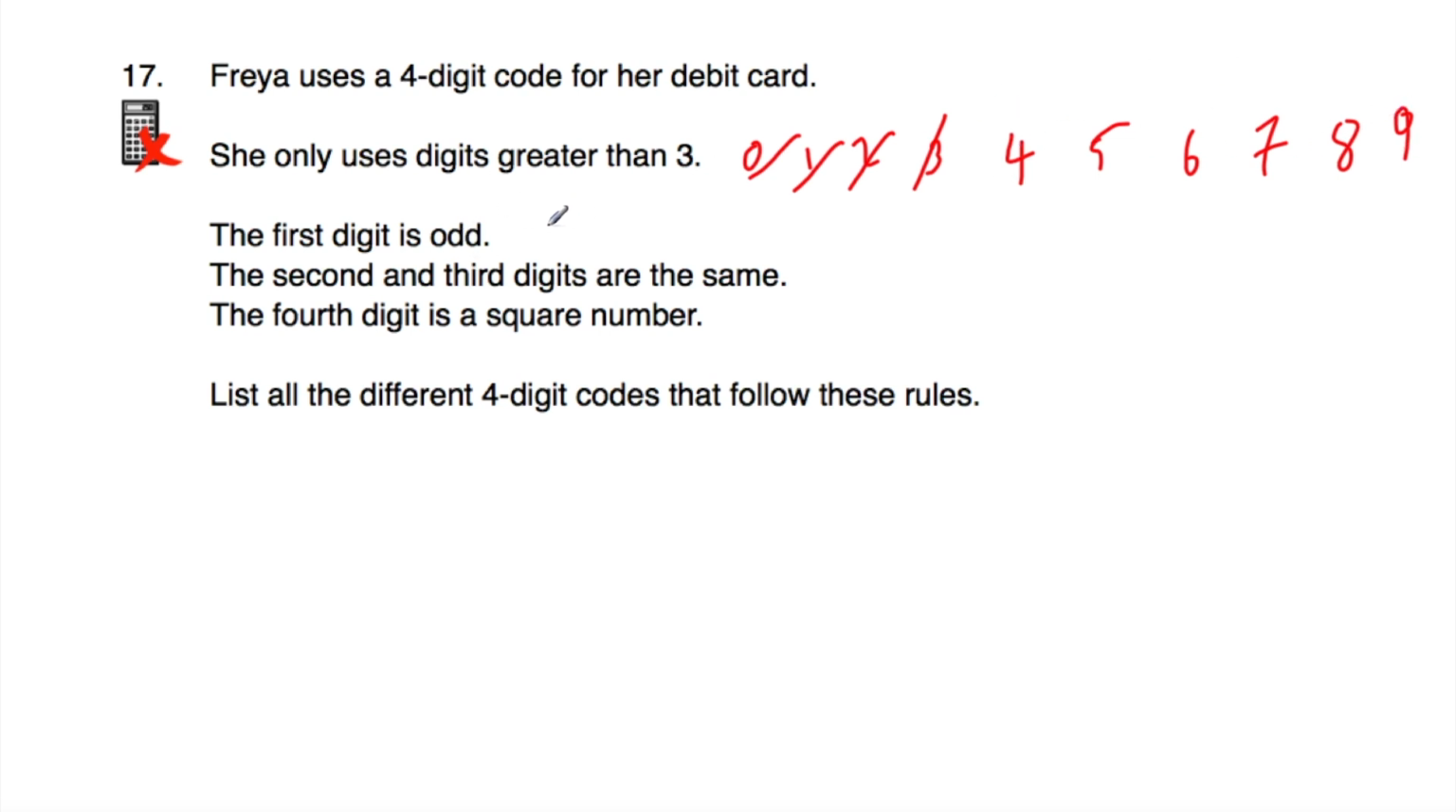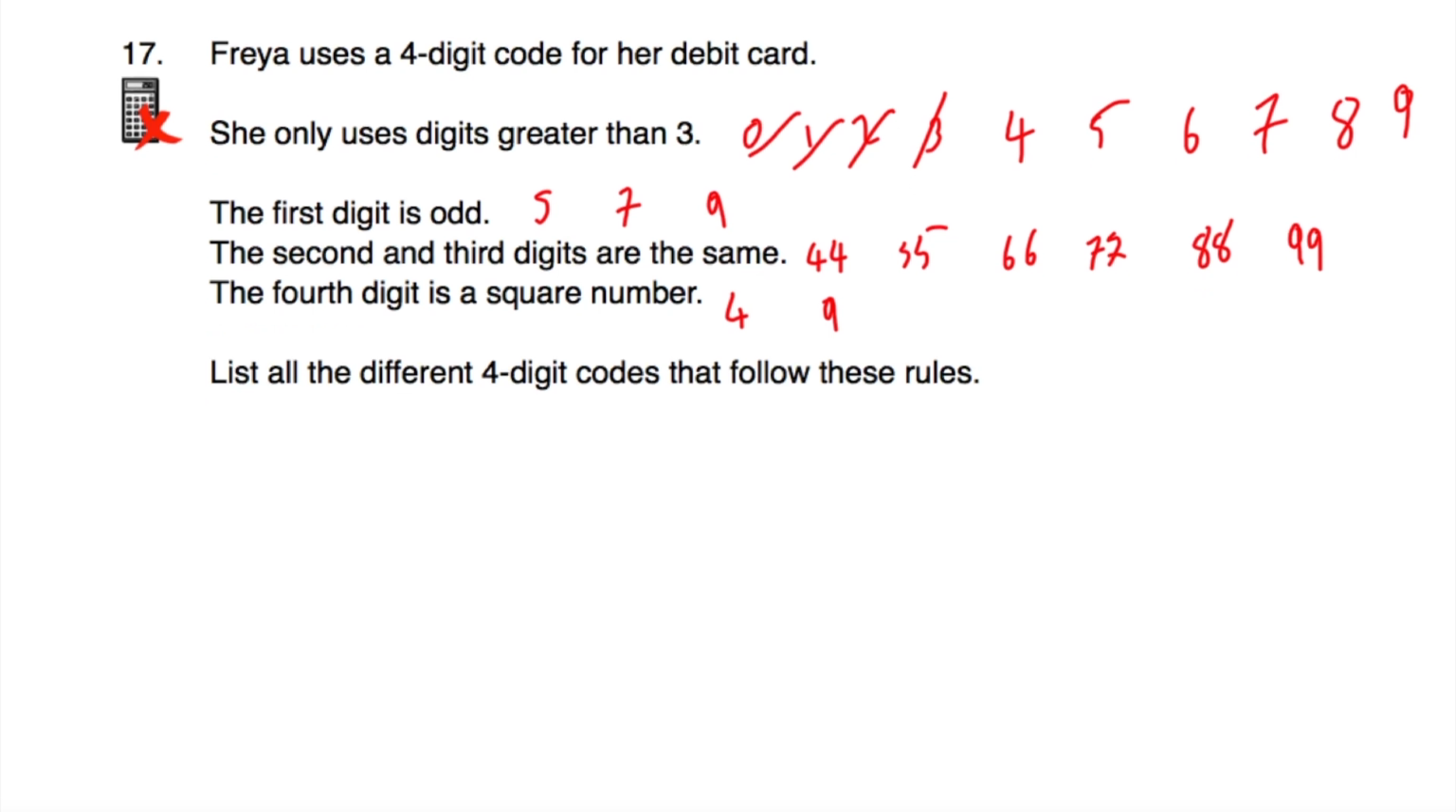So we know that the first digit is odd, so that's either a 5, a 7, or a 9. The second and third digits are the same, so that would be 44, 55, 66, 77, 88, and 99. And finally, the last digit is a square number, so that's either a 4 or a 9. So we need to list all the different 4-digit codes that follow these rules. So let's write them down.